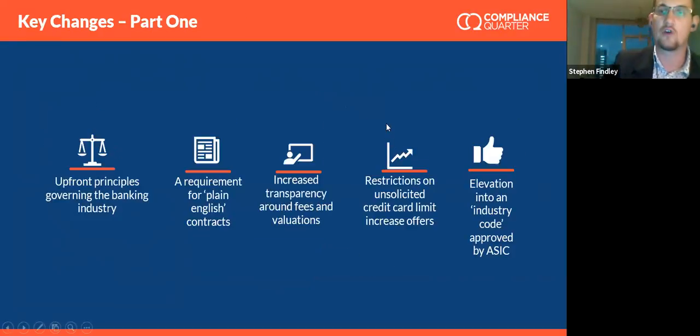Okay, so what are the key changes contained in that code? First of all, upfront principles are introduced at the beginning of the code. The statement of principles at the start sets out the important things that need to be considered by all banks, and all staff within those banks. They need to act with integrity. They need to act with transparency. They need to act with a service focus towards customers.